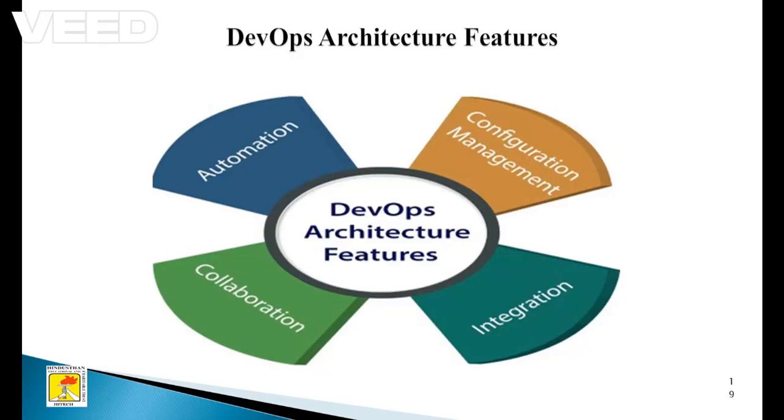And these are the features of the DevOps architecture. First one is automation, collaboration, configuration, and then integration. These are the basic features of the DevOps process.